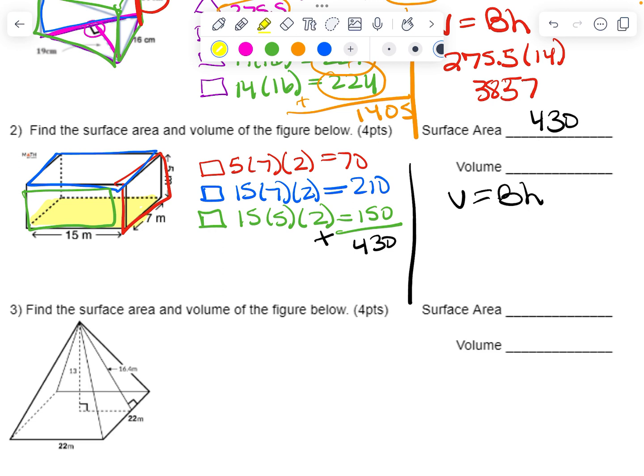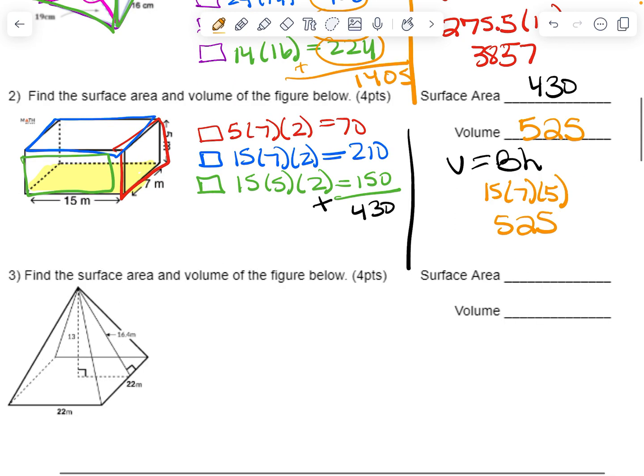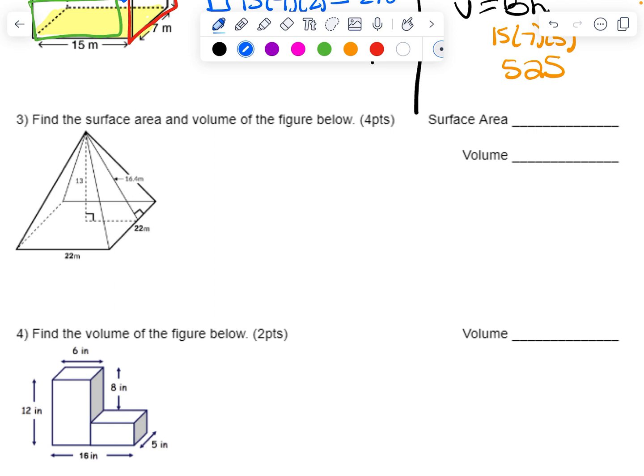This is a pyramid. So first we want to find the area of all the sides and add them up. So we have this square down here, which is 22 by 22, equals 484. It doesn't say that it's a square, but we know it's a square because we have 22 and 22. We find one of these triangles, and then we can multiply by 4 because they're all the same.